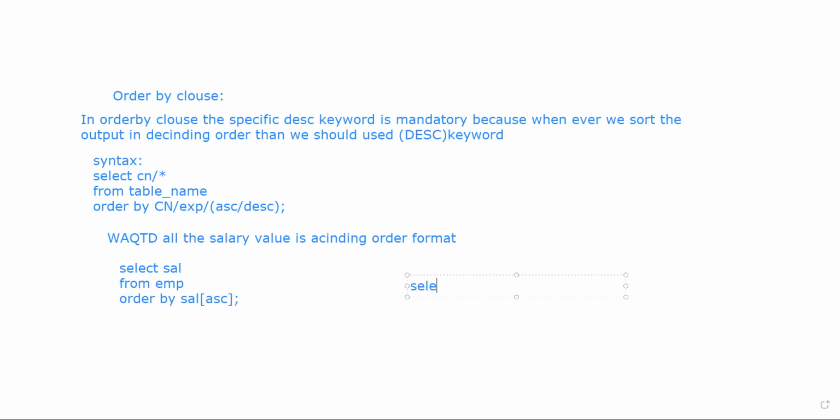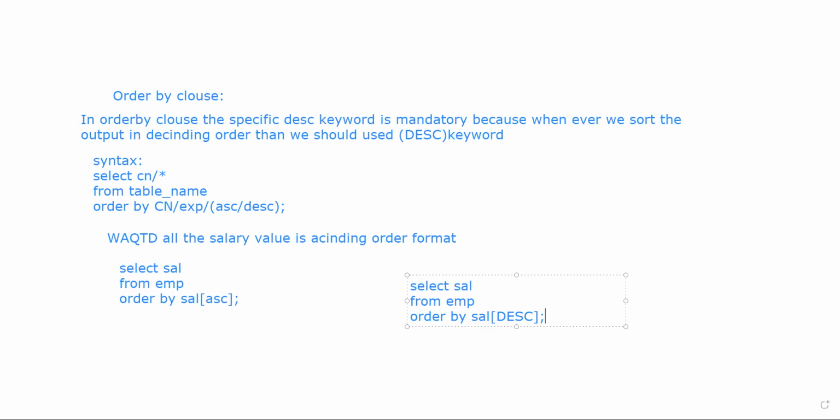Descending order format. Select salary from employee EMP table, order by salary DESC. Okay, so order by salary DESC. Right? Yes, sir. This is the query. Understood, guys? Order by clause or any query? Everyone understood? If you have any query, you can ask, guys. Don't worry.